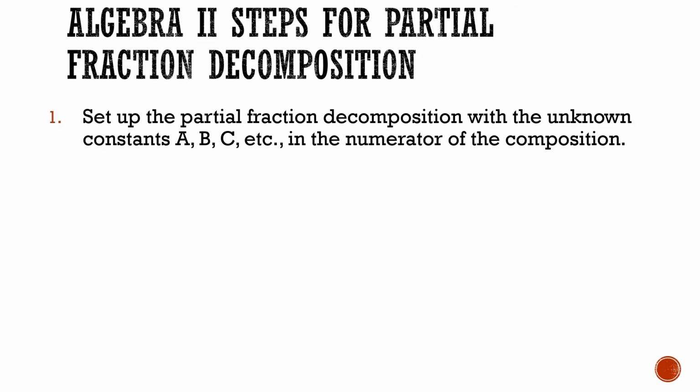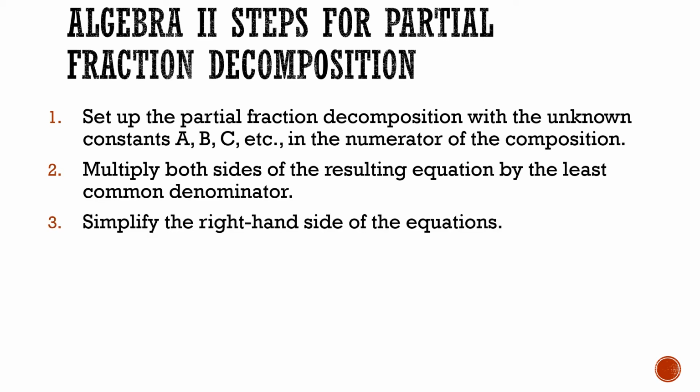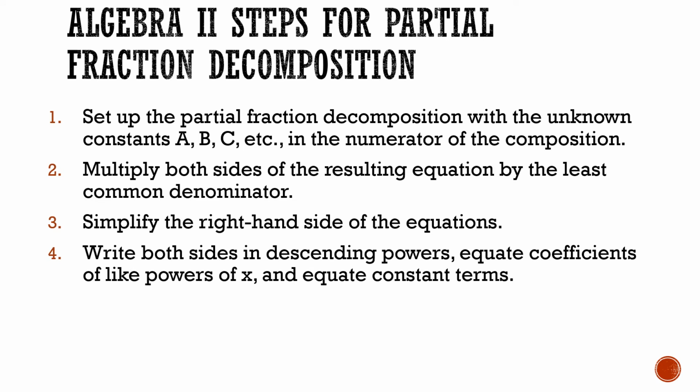All right, so here's your algebra 2 steps for partial fraction decomposition. Again, if you saw it in algebra 2. So you want to set up your partial fraction using constants A, B, and C in your numerator. You basically want to get a common denominator. Then you want to simplify your expression.